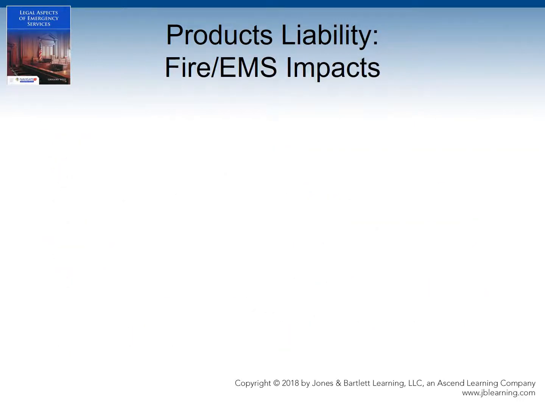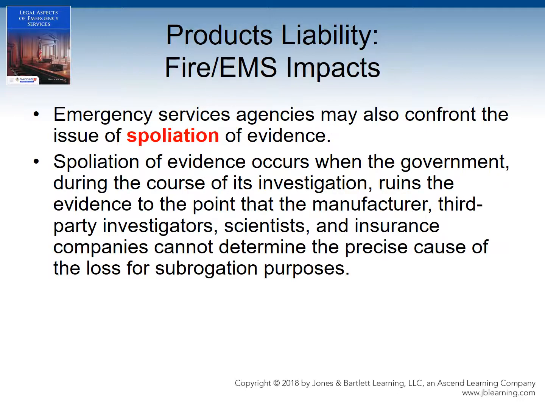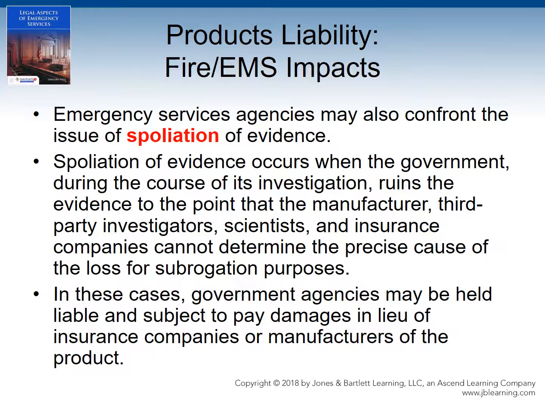Aside from the fact that fire departments, EMS agencies, and their employees are consumers of various products, the impact of knowing about products liability lies within something known as spoliation of evidence. If someone is injured by a product and that product is ruined by the government agency to the point where the manufacturer, third-party investigators, scientists, or insurance companies cannot determine the precise cause of the failure, the government may actually have to pay damages to the plaintiff in lieu of an insurance company or the manufacturer of the alleged defective product.